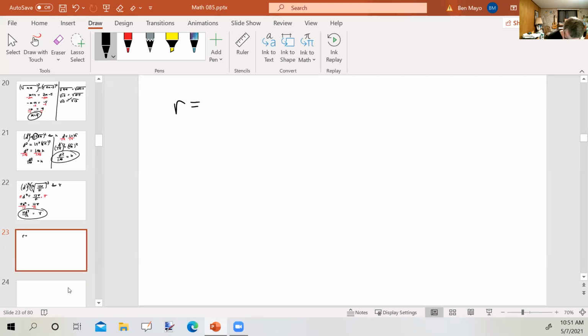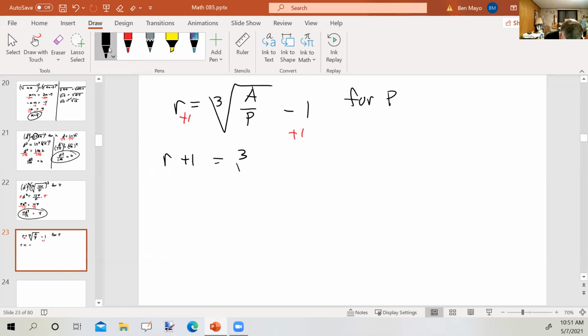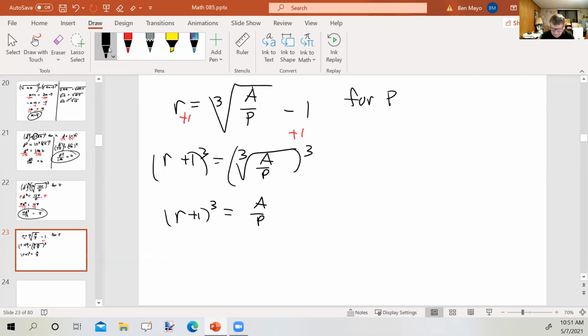R equals the cube root of a divided by p minus 1, and we are to solve for p. So the radical term is not isolated yet, so I'm going to add 1 to both sides of the equation and get r plus 1 equals the cube root of a over p. Then I'll come back and cube both sides, so r plus 1, the quantity cubed, equals a over p.